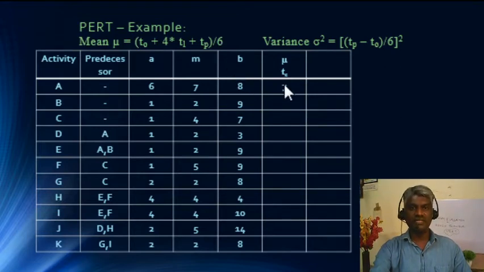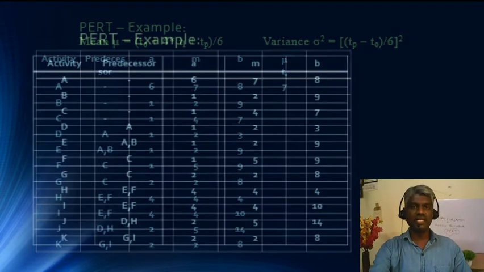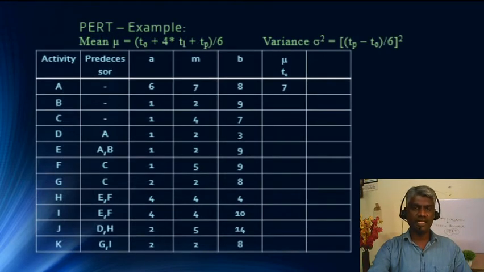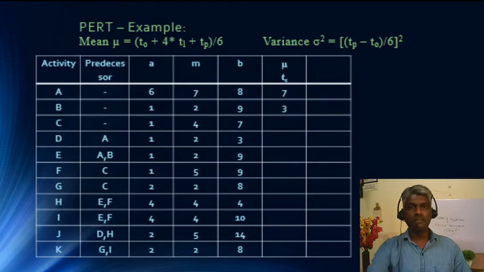So for activity A, the mean time of completion of that activity is 7. Similarly, we are going to find the activity duration for B. B is 2 into 4, 8, 8 plus 1, 9, 9 plus 9 is 18, 18 divided by 6 is 3. So the time of completion of this activity B is 3.